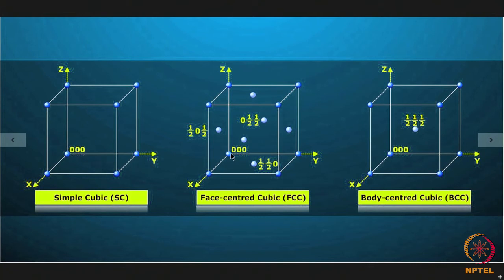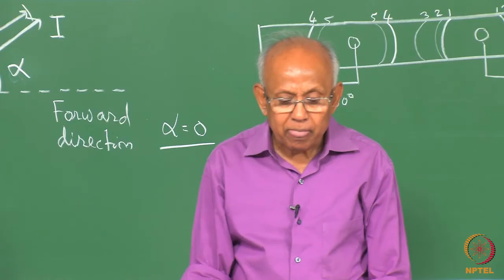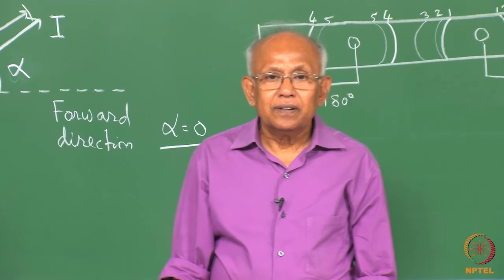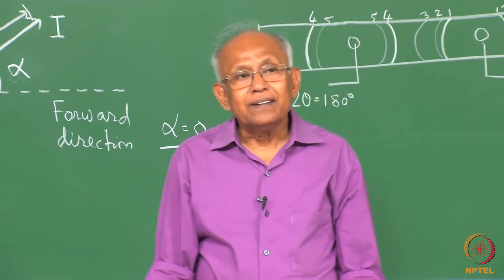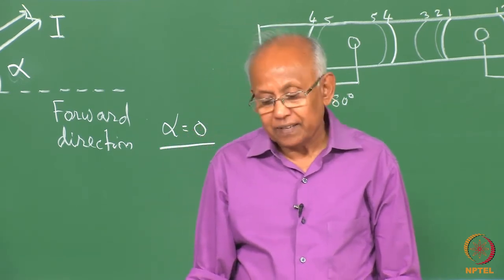and the 4 atoms in the FCC unit cell have the fractional coordinates 0 0 0, half half 0, half 0 half and 0 half half. And in the body centered cubic material, the 2 atoms have the fractional coordinates 0 0 0 and half half half. Now, let us talk about the simple cubic system.